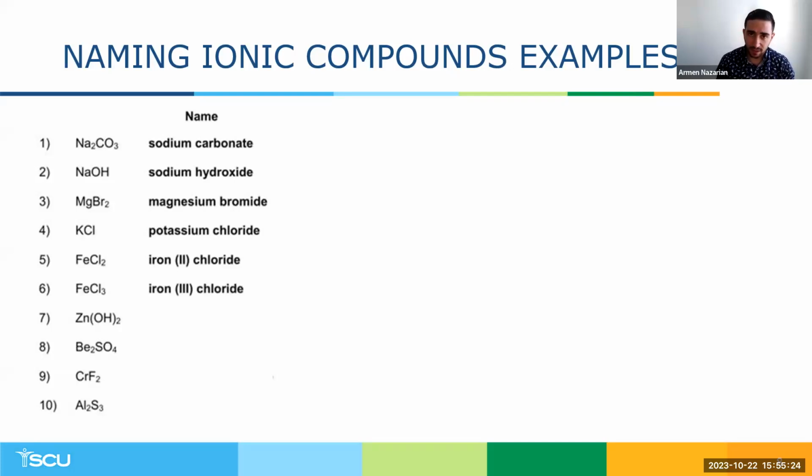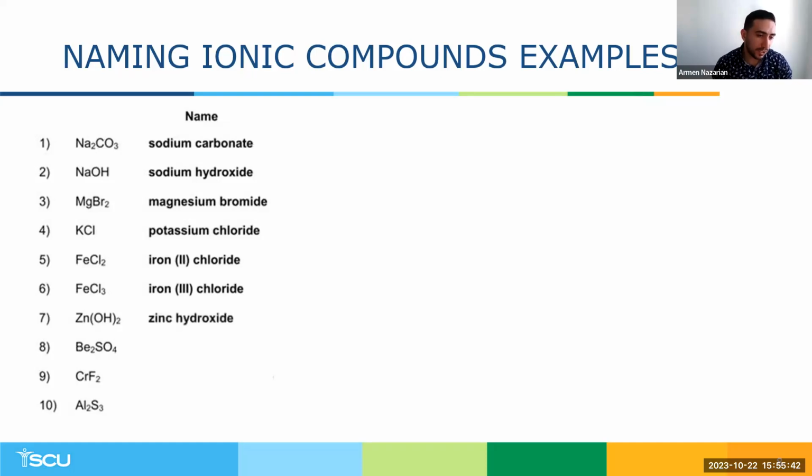Why do we have to specify? Iron 2 is going to make a different complex than iron 3 does. Iron 2 needs 2 chlorines to offset its charges, whereas iron 3 needs 3 chlorines. That's what engenders 2 different salts.